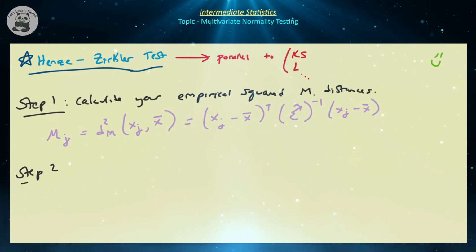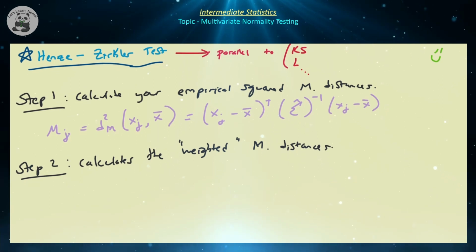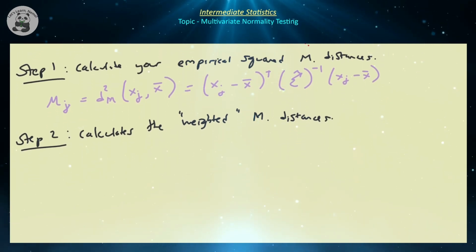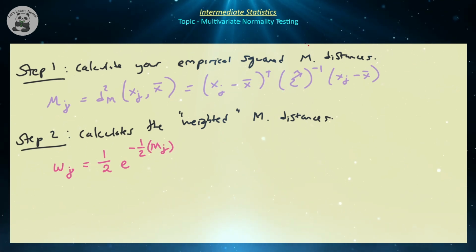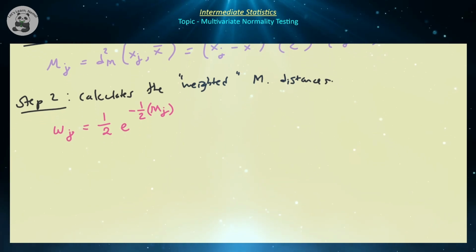The second thing that Hanze-Zirkler does is it calculates the weighted Mahalanobis distances. So what's going on here? Well, first off, let's define what we mean by a weighted Mahalanobis distance. The weighted Mahalanobis distance, which I'll define as little wj, is going to be equal to 1/2 e to the power of minus 1/2 times our squared Mahalanobis distance, mj. Okay, so one may ask, well, why can't I just use the squared Mahalanobis distances? Why do I have to transform them into this new domain?